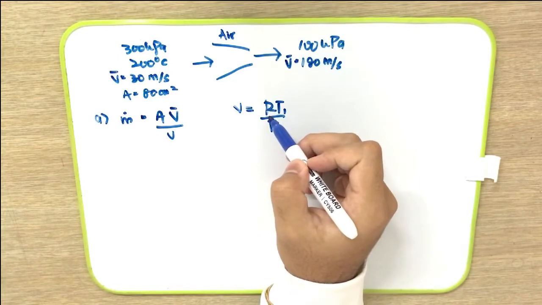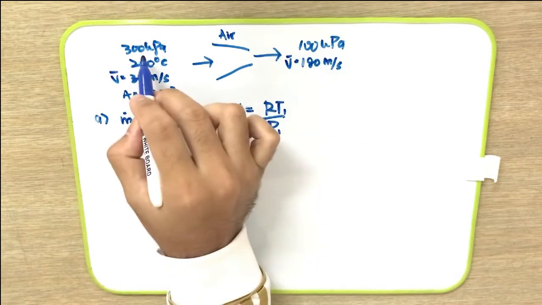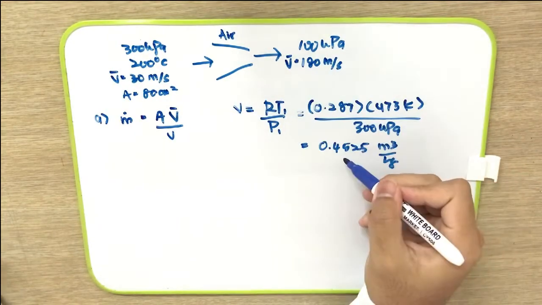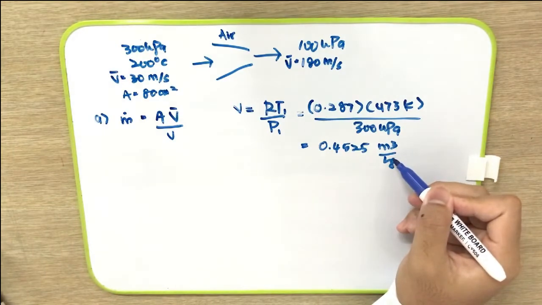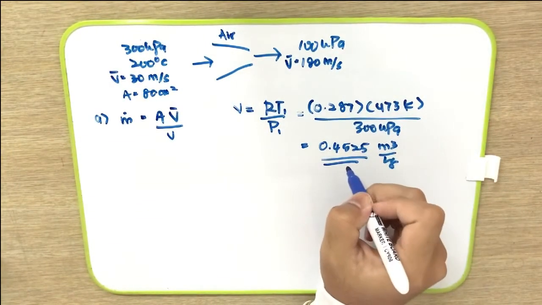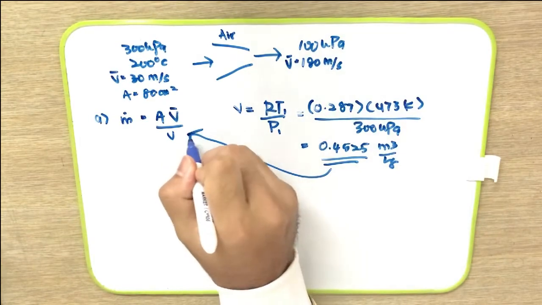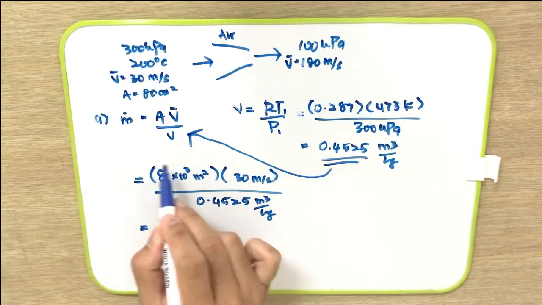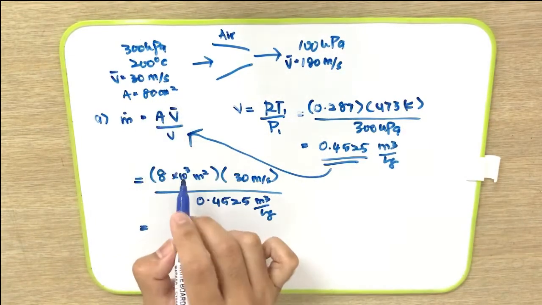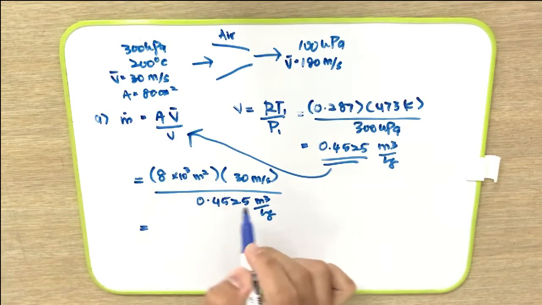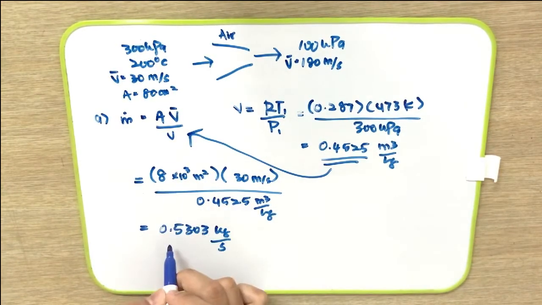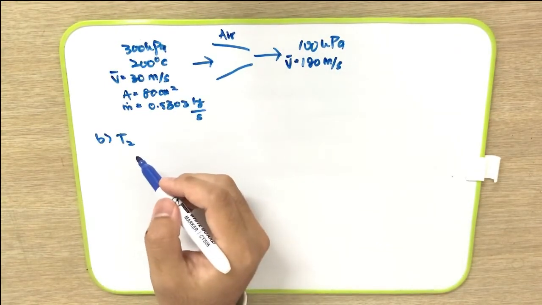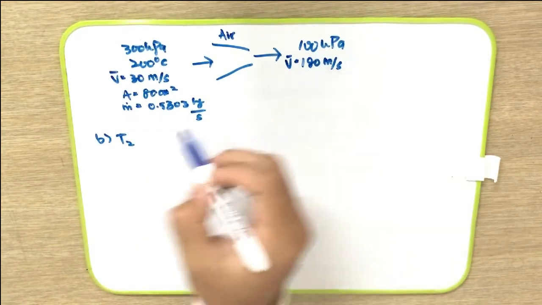R we can get from table A1. T1 and also P1 are given, 300 kPa and 200 degrees C. Then we substitute in. Then we will get 0.4525 meter cube per kg. Then by using this value, we can substitute into this equation. After we substitute all the values inside here, but before that, you have to notice this. We have 80 cm square, so we have to convert first into meter square. Then we can solve. Then we will get 0.5303 kilogram per second.